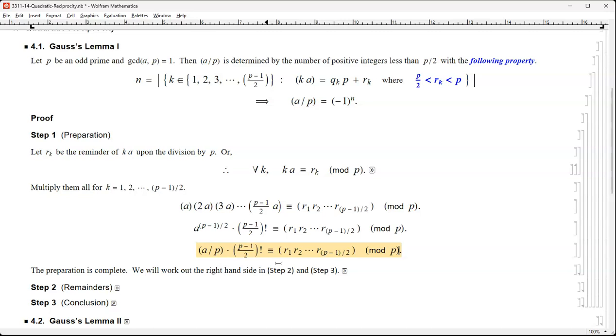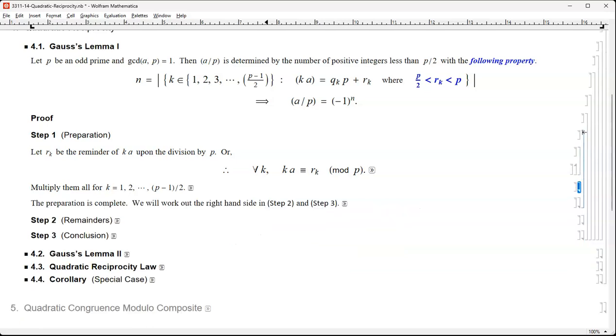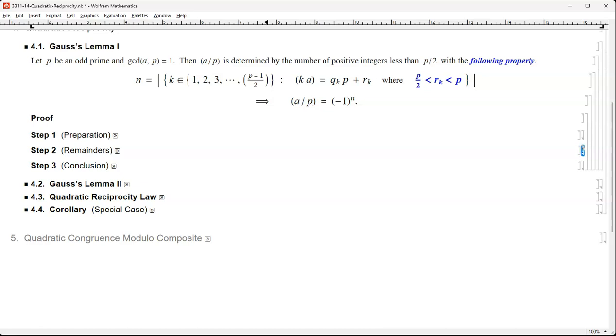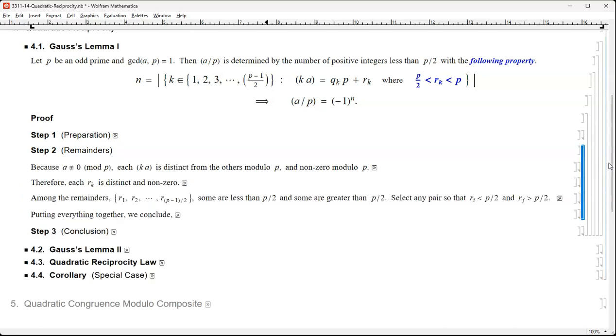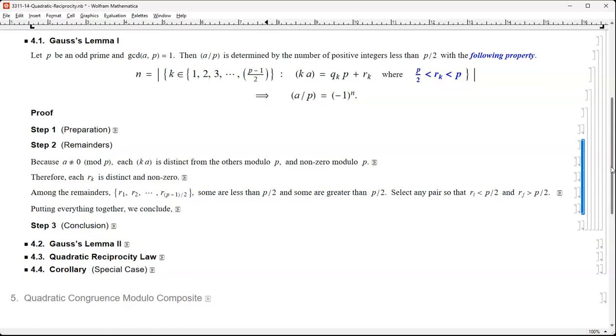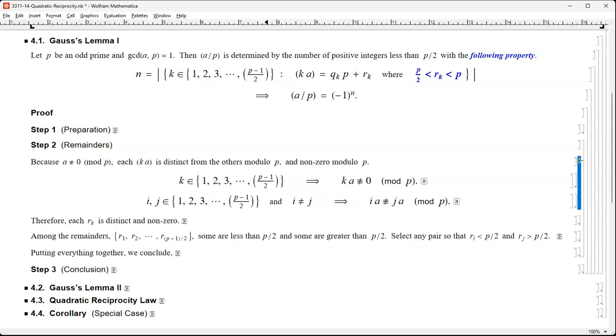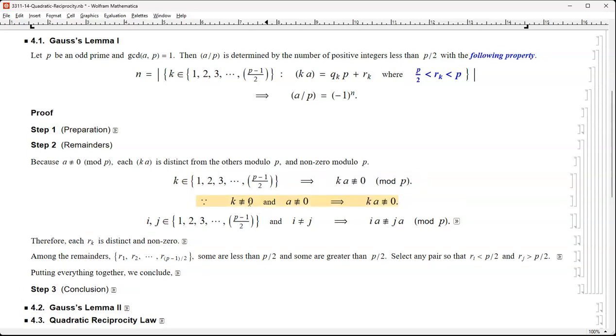Now from this point on, let's work out the right hand side, the product of all those remainders. Okay, let's work out the remainders. a is non-zero mod p, so each ka is distinct from the others modulo p and also non-zero mod p. Is that clear to you? Maybe not, so let's work out the proof. k times a is non-zero every single time. Why? That's because k is non-zero too.